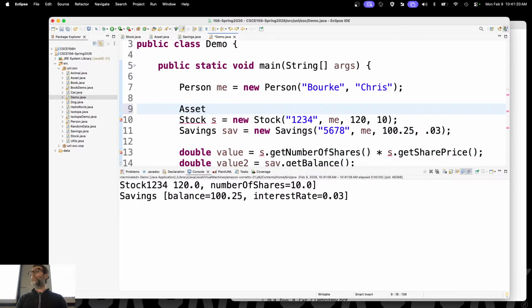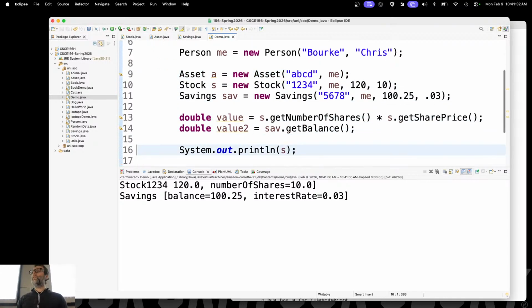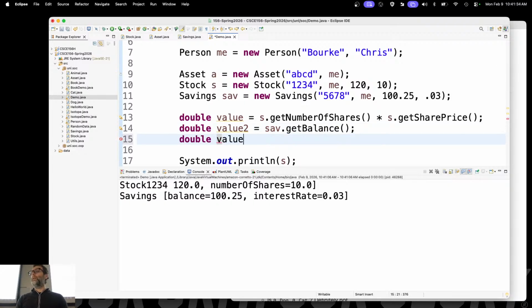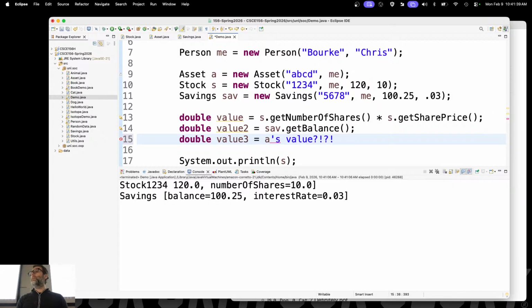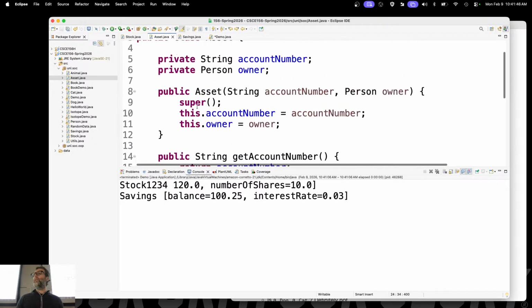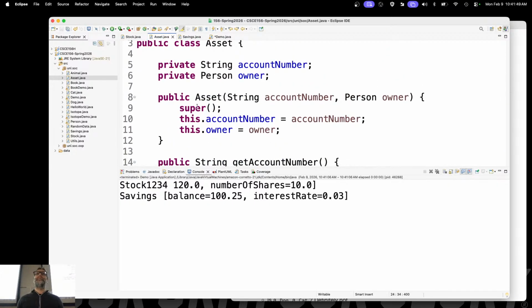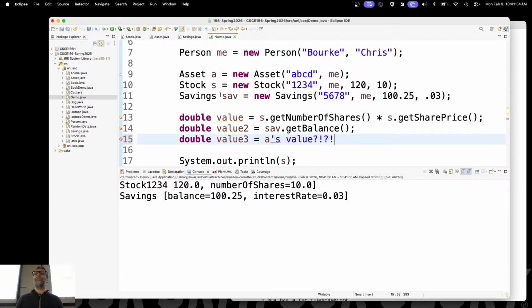Asset A is equal to new Asset, and the account number here will be ABCD, and I'm still the owner for it. That's a generic asset. What if I wanted to determine its value? Double value3 is equal to a.getValue(). Well, what is the value of A? If I just look at the asset class, is there anything here to tell you what the value of this asset is? No, right? So let's come back over here and try to solve this problem now, okay?